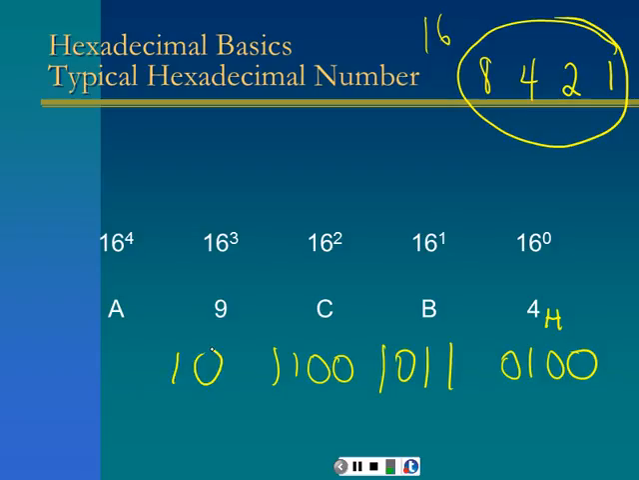1001. There you go. And what's an A? 10-10, right? 1-0, 1-0. 10-10. There you go. All right. Now I would have to come in here and write each one of these columns out to find out what my binary number is.